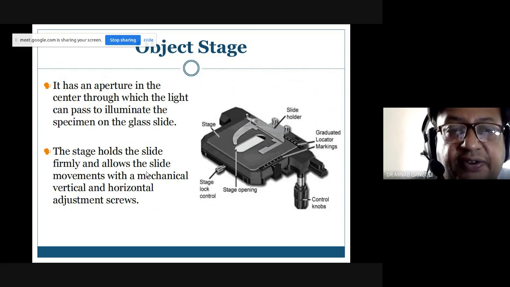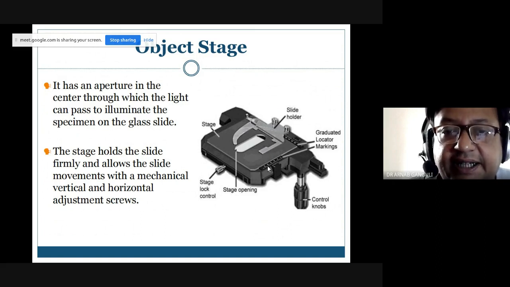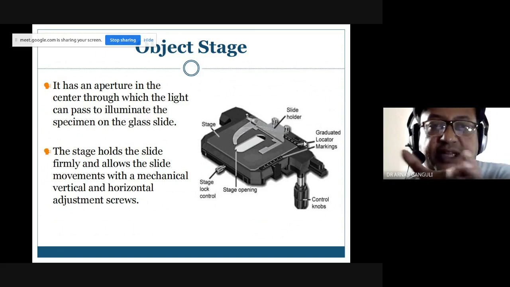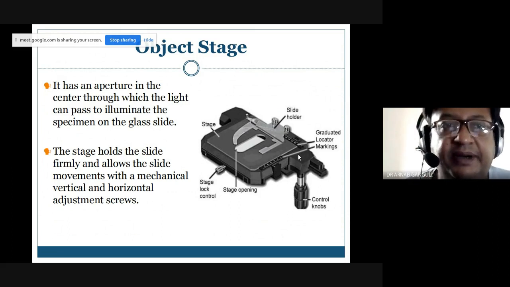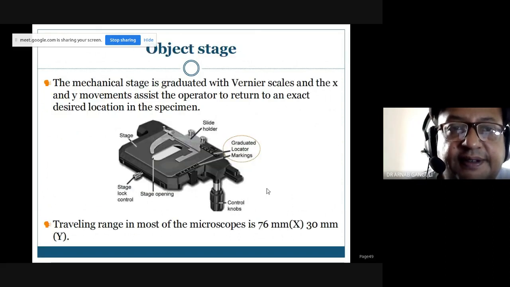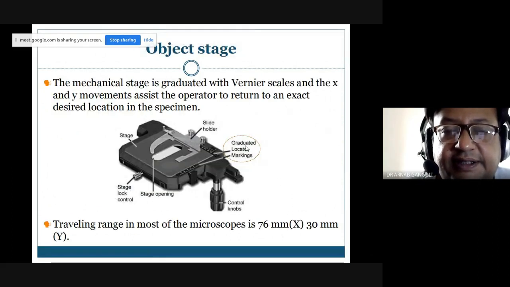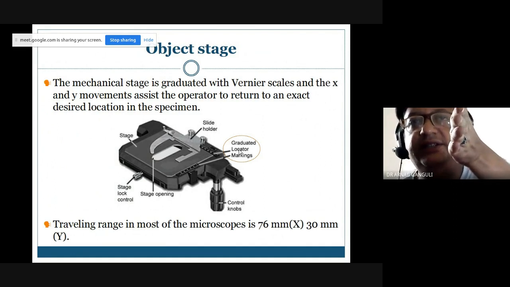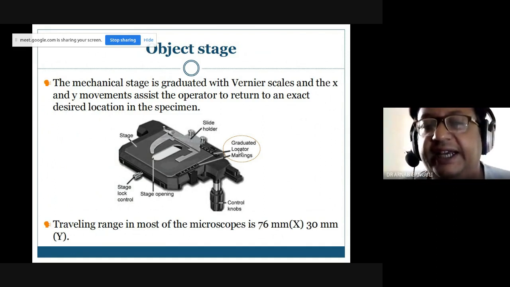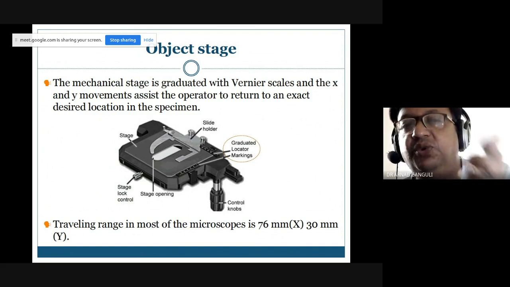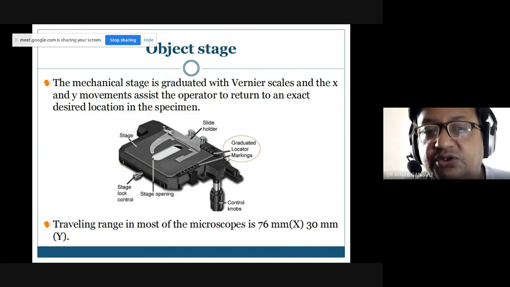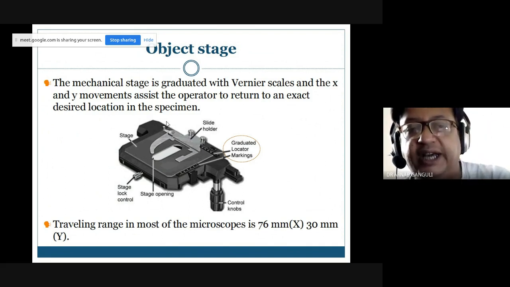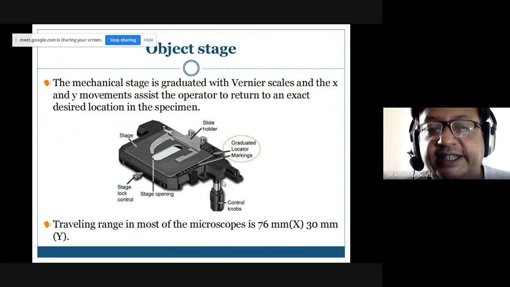Stage holds the slide firmly. Control knobs ache. Ekhane graduated locator markings. Kotota edik kocho. There is some markings on there. Suppose you have located something at this point. You see where the marking is on the slide. You go to another place, you want to get back to that place, so you use this locator marking. So oi dag dag dag kore you move this stage.